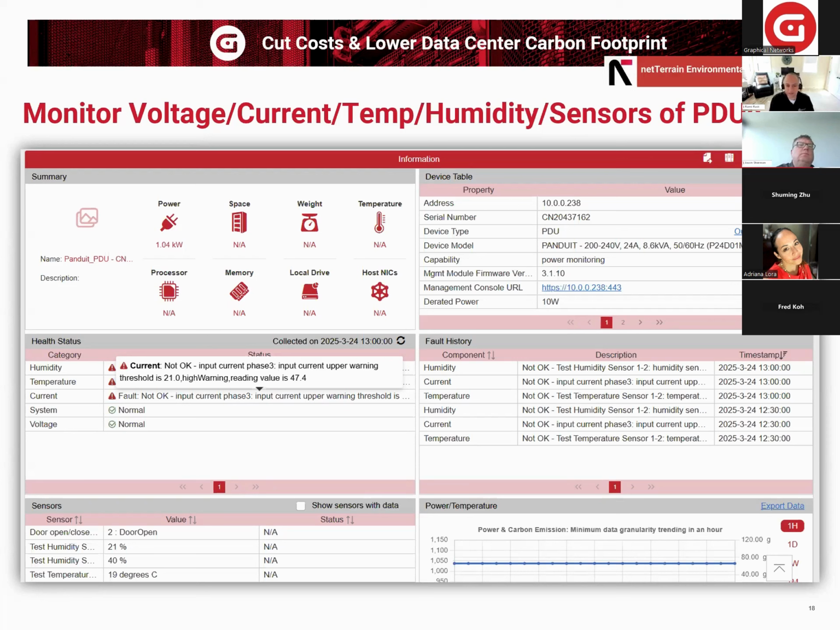In this case, there are some faults that have been identified, and you can also see the history of those faults over time. And you can, of course, subscribe to the different events so that the right personnel get the correct notifications and take action accordingly before those issues become more catastrophic.